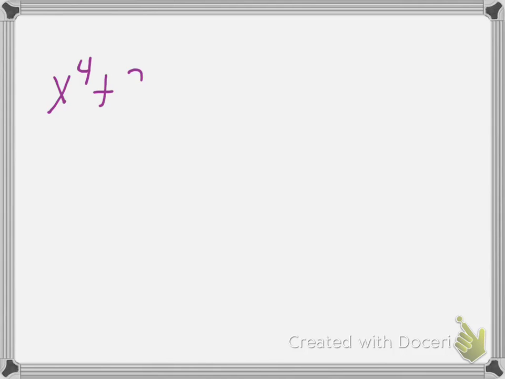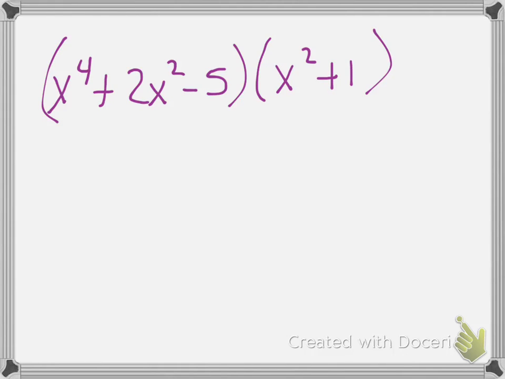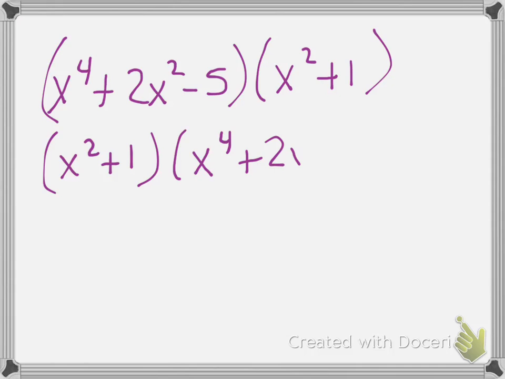And then the last one is x to the 4th plus 2x squared minus 5 times x squared plus 1. If you don't like it with the trinomial first, usually what I will do is write the smaller one first. It's just kind of a creature of habit. It doesn't matter, because there's multiplication between them, and multiplication is commutative, so you can do it either way. So I'm going to solve it that way.